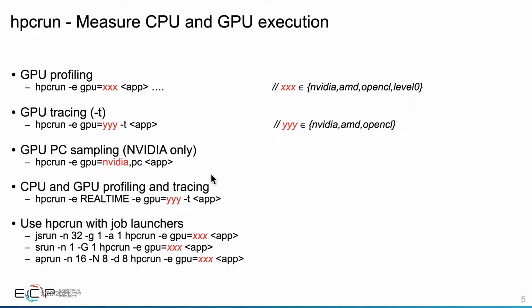If you want to combine CPU profiling and tracing, you might say -e real time, and then also give it a -e GPU option and say -t, and that'll be doing tracing on both the CPU and the GPU and collecting measurements for an NVIDIA, AMD, or OpenCL implementation. And then to use this with job launchers, you just do it the way that you use hpcrun in general with job launchers, except that you're going to add a GPU option as part of your measurement options.